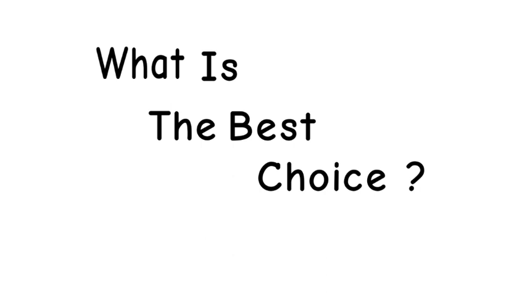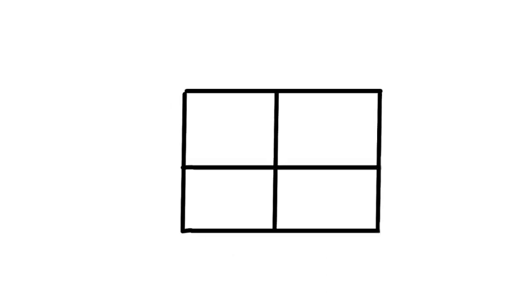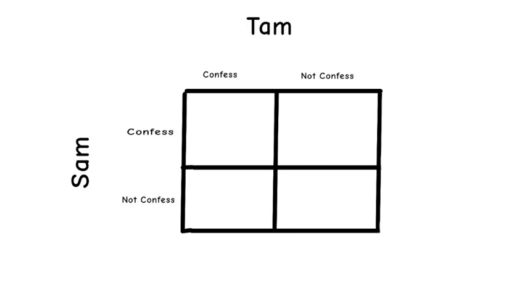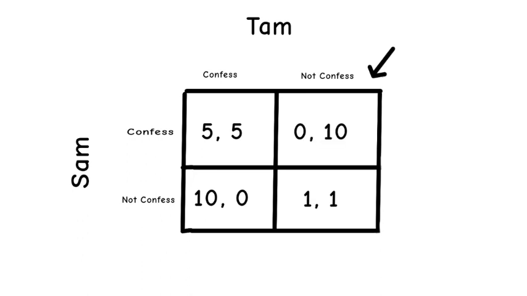First, let's arrange the choices and payoffs in the form of a table. The rows show Sam and the columns represent Tam. The payoffs are the years spent in prison. If we take a look at the top right cell, we see that Sam chooses to confess and is set free, that is 0 years in prison, and Tam chooses not to confess and gets 10 years in prison. It is likewise for all other cells as well.